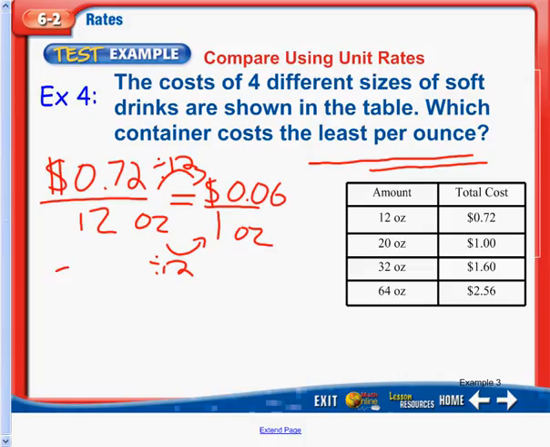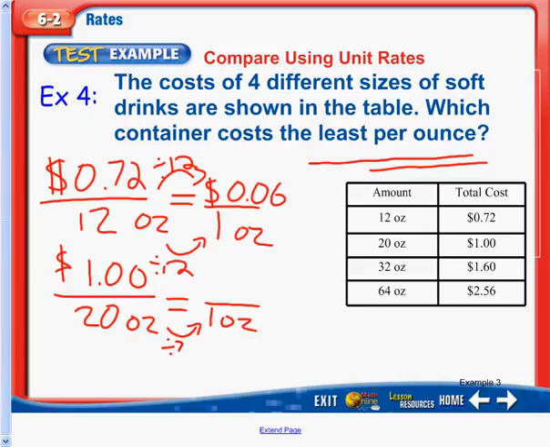So now we got to go on to the next one. Now we have $1 for a 20 ounce. And we're trying to find the unit rate again. So we divide by 20 here. We have to divide by 20 here. $1 divided by 20, actually can do that in my head, is 5 cents. Otherwise, again, you can use your calculator. So far, just comparing these two, we have 5 cents per ounce, and we have 6 cents per ounce. So that's 6 cents, this is 5 cents, so 5 cents is our better deal so far.